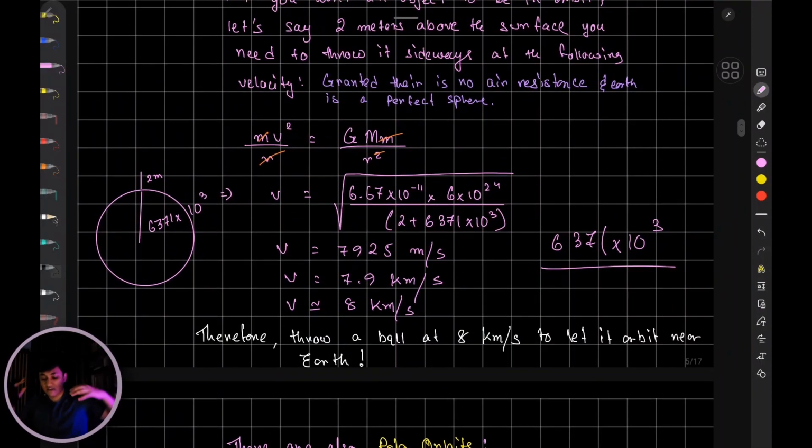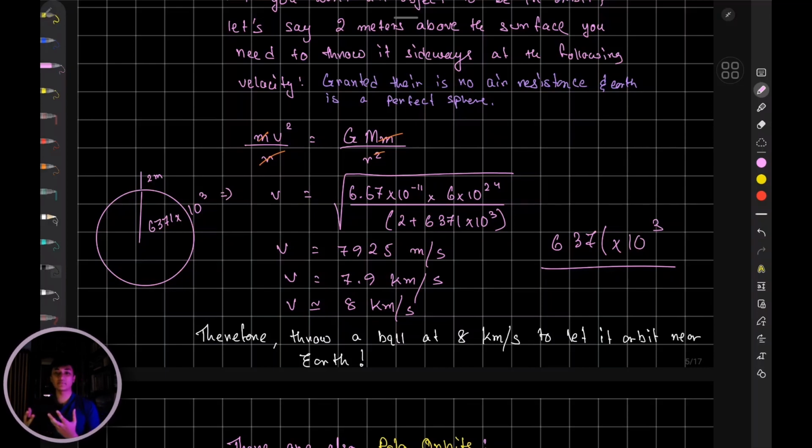So now if I make velocity the subject, if I calculate all the values, what I'm going to get is 7,925 meters per second. That is 8 kilometers per second. So if I am at an altitude 2 meters above the Earth's surface, I need to throw that ball at a speed of 8 kilometers per second, which, mind you, is very fast.